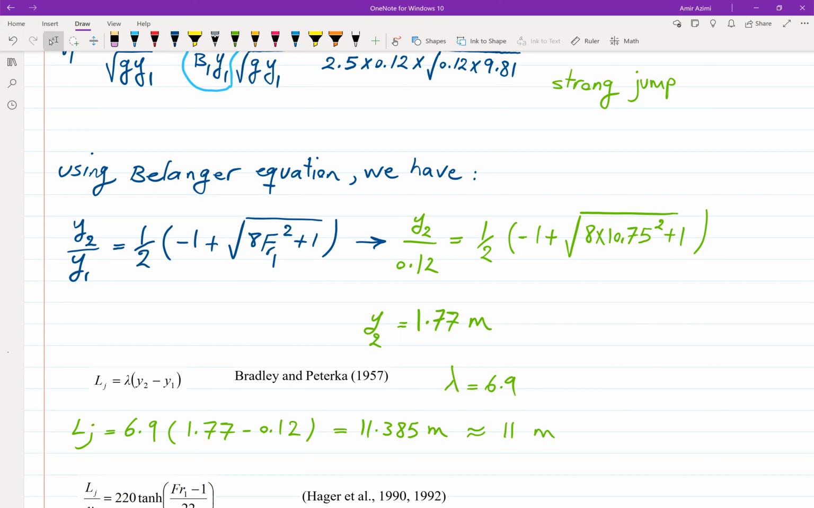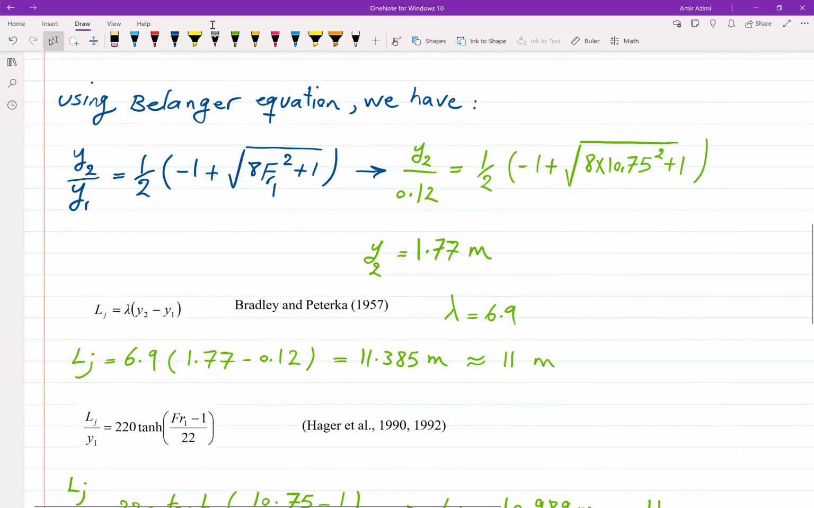Then we can start with the Bradley and Peterka 1957 equation, where the length of the jump is lambda times the difference between the conjugate depths. Lambda is recommended as a value of 6.9, times Y2 minus Y1, and if you calculate them, you will get 11.385 meters, which we can roughly say is around 11 meters. Because the value of lambda is the average recommended value, it ranges within a wider range.